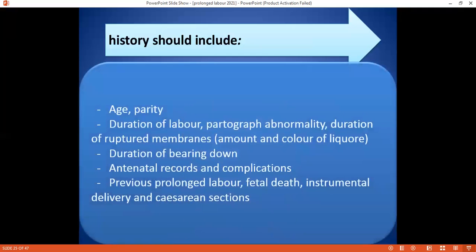History should include the age of the woman, parity, duration of labor, how far she was in labor, any abnormalities, ruptured membranes, and if the membranes are ruptured, the amount and color of liquor. An adequate amount of clear or watery-like liquor is considered reassuring. Duration of bearing down if the woman is fully dilated, antenatal records and any problem that happened during this pregnancy, previous prolonged labor or fetal death or instrumental delivery or cesarean sections, these will predict the likelihood of repeated abnormality.